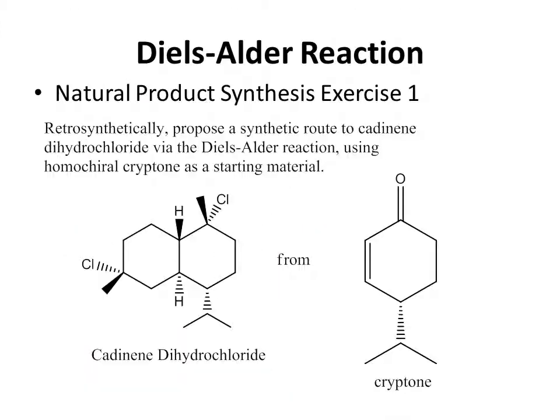Natural product synthesis exercise 1. Retrosynthetically propose a synthetic route to cacinene dihydrochloride via the Diels-Alder reaction using homochiral cryptone as a starting material. Remember to always work backward to structures that contain either a cyclohexene or a 1,4-cyclohexadiene.